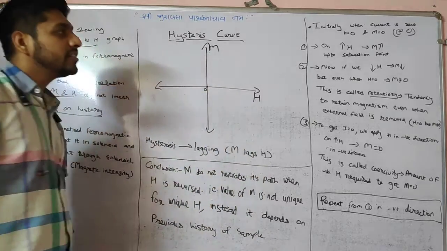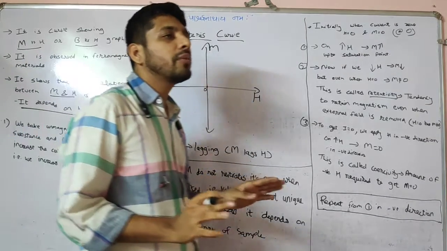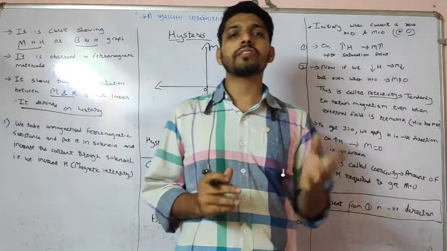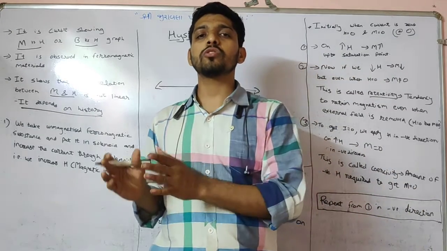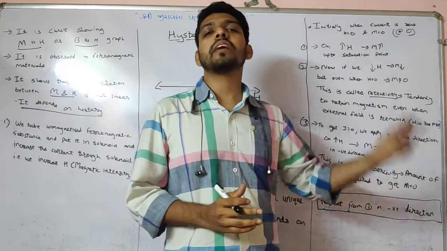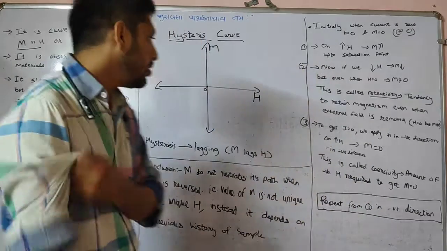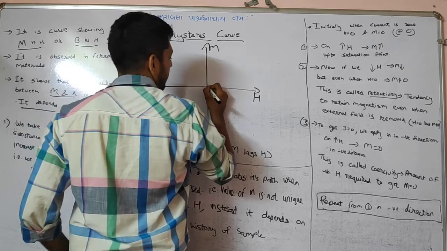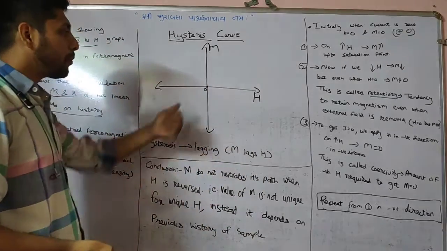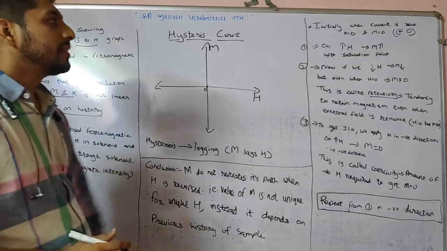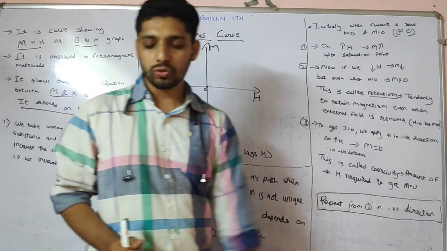So initially at the 0 point everything will be 0. It means if there is no external field, that is H equals 0 initially, at that time there is no magnetic field inside the material also, which means that M is also equal to 0. That is, at point O everything is 0, H is 0 and M is also 0.